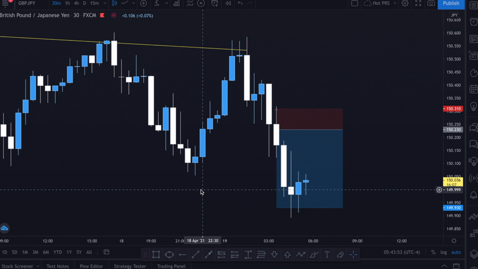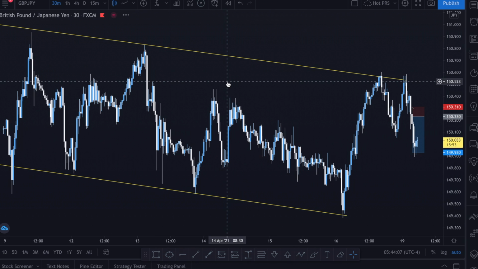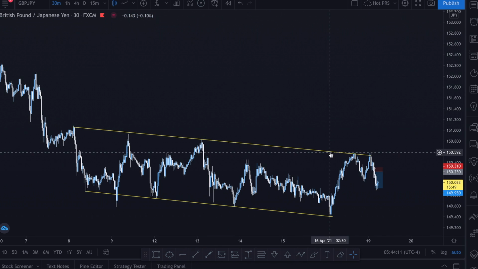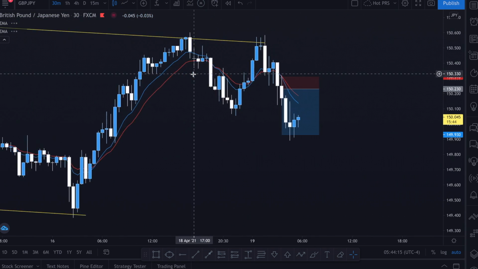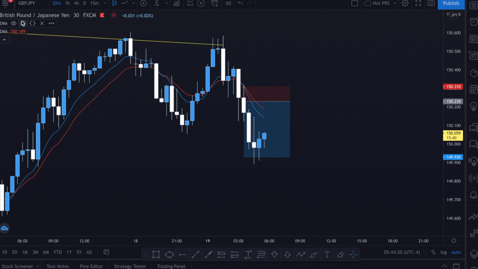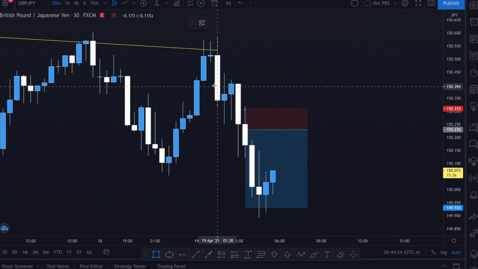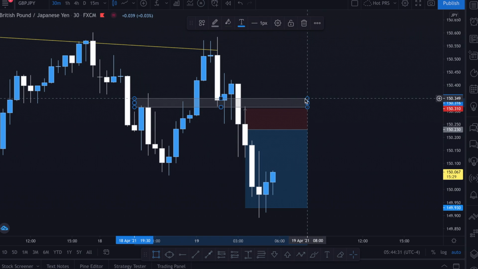So there's a few reasons behind why I took this trade. Not only because we had the double top formation, that's one confluence. The market is in a downward channel. My moving average is showing bearish momentum, and we had a break of this low.